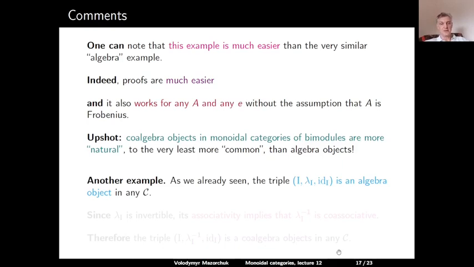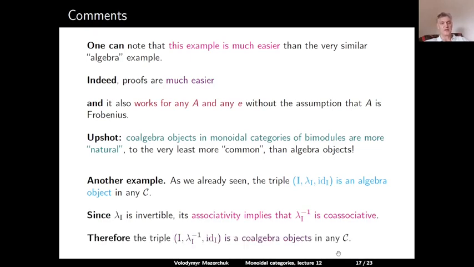So here is another example. As we have already seen, if you take the identity object in any monoidal category C, together with the left unitor evaluated at I and the identity on I, this is an algebra object in C. But the left unitor evaluated at I is invertible, so we can take its inverse, and the associativity of the left unitor implies that its inverse is co-associative. Therefore, the triple of the identity, the inverse of the left unitor applied to the identity, and the identity on the identity is a coalgebra object in C.